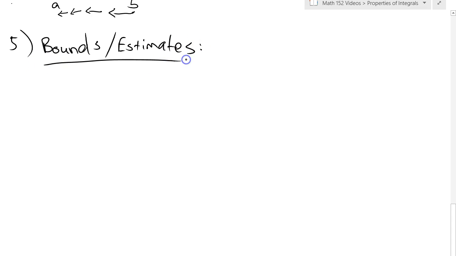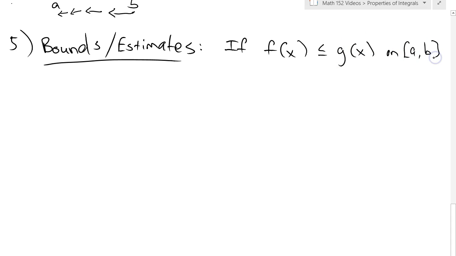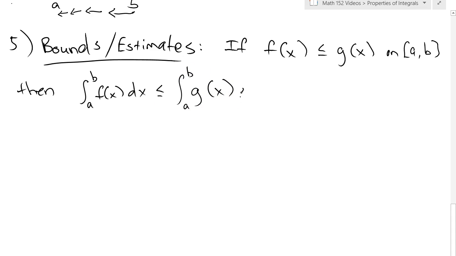And well, how can you do that? The first thing to realize is that this should be obvious from area considerations, but if f of x is less than or equal to g of x on [a, b], then which function do you think is going to have less area underneath it? The smaller one, right? And that is exactly how it works. So the integral of f of x, remember that's the area under the small function, is less than or equal to the area under the big function, the integral of g of x dx. No problem, right? Seems obvious if you think about it in terms of area, which you should.